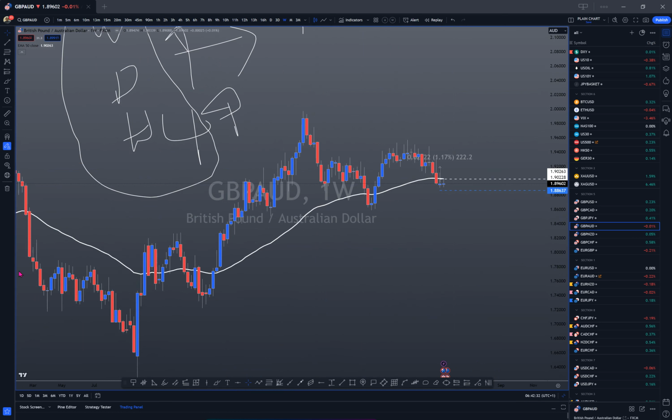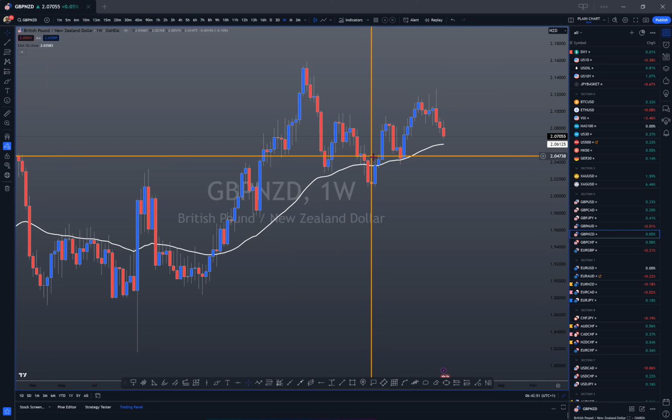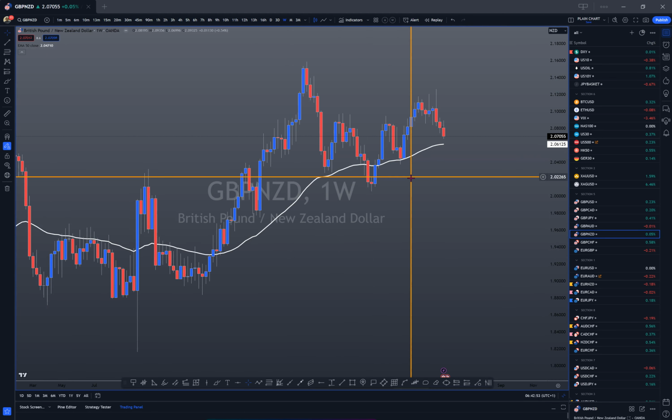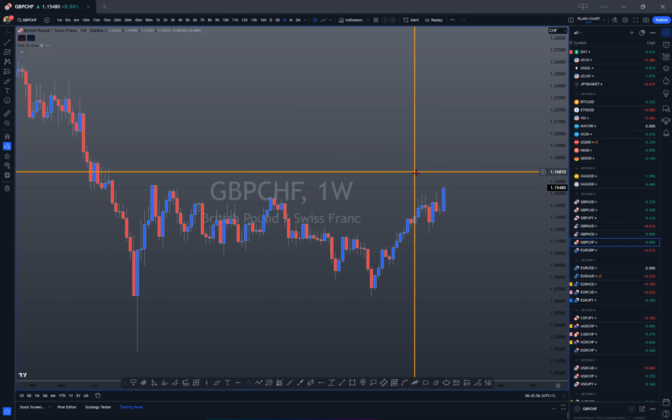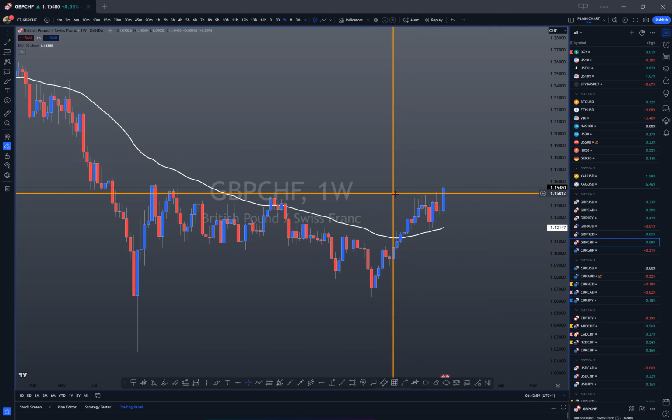So currently this is something that is a little tricky because price on the weekly time frame was pushing to the upside and we just broke the EMA. So this is not something we are interested in. So we go to a pair like GBP NZD, which is also a little bit tricky, but no, let's look for something else. All right, so something like GBP CHF is a good one.